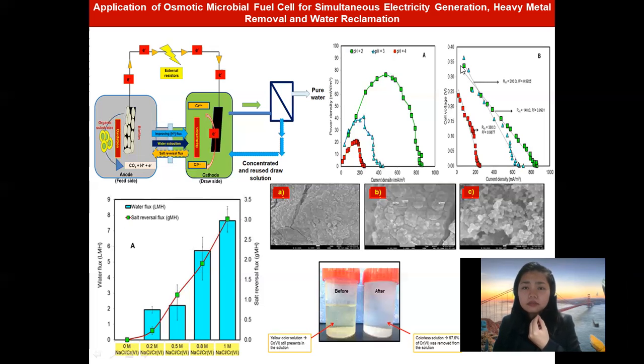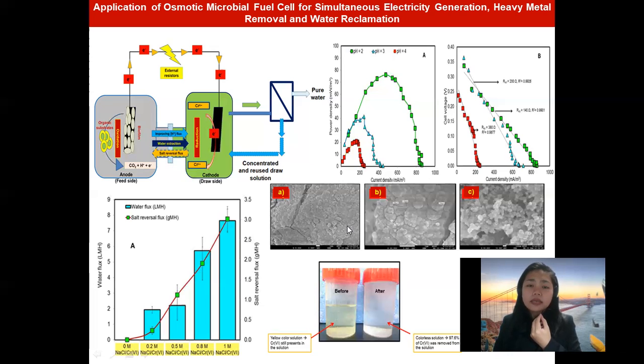And in terms of the electrochemical behavior, I found that the power density was highest at low pH. It means that a power density of about 80 milliwatts per meter cube was produced at pH 2. And accordingly, the internal resistance was also lowest at this point.